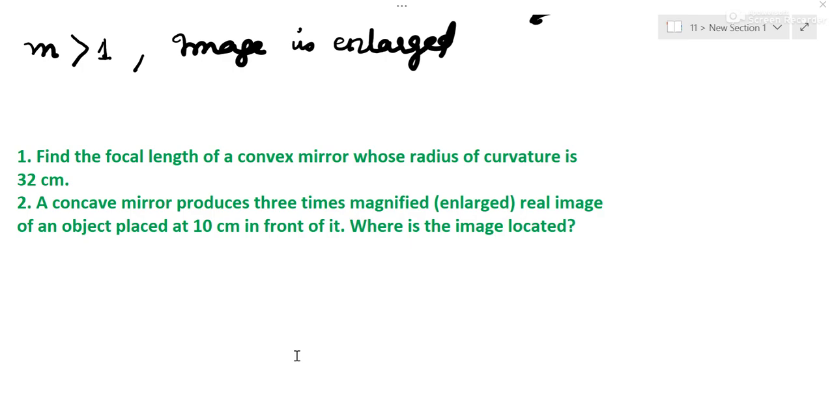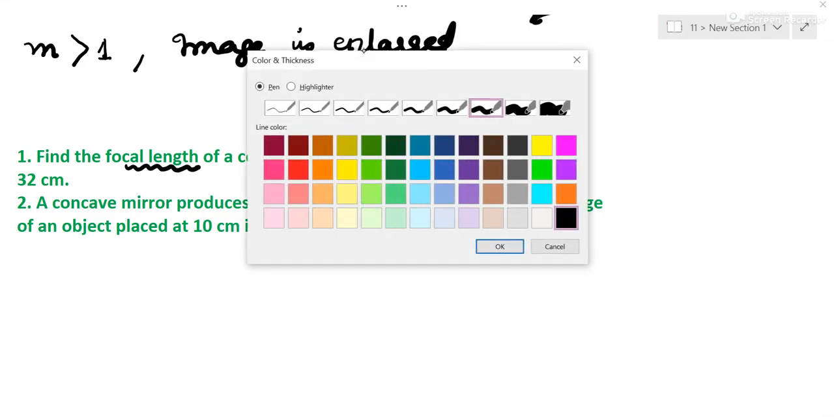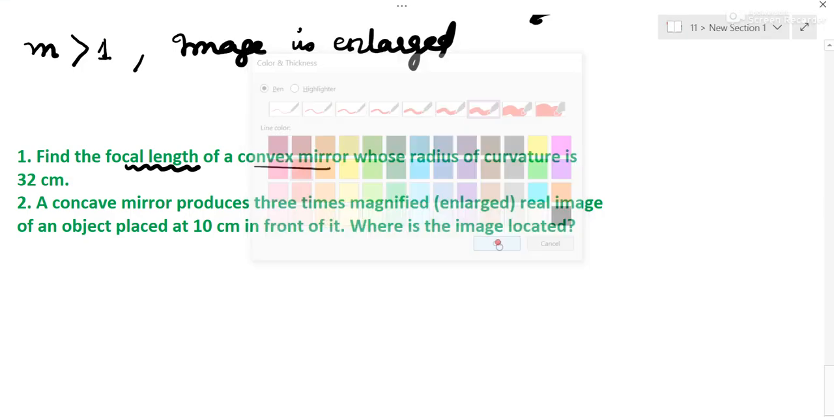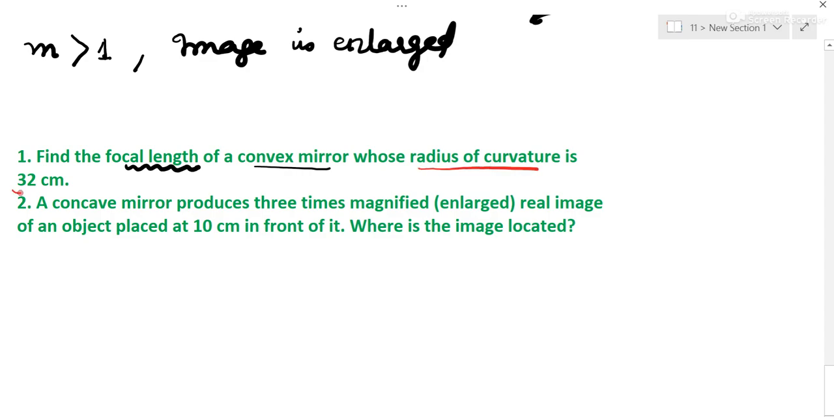So let us see the next question now. Find the focal length of a convex mirror. Convex mirror. So these words are very important. Concave, convex. Okay. Whose radius of curvature is 32. So we know that focal length is half of the radius of curvature. So it will be 16. But then it is convex, so the sign would be positive.